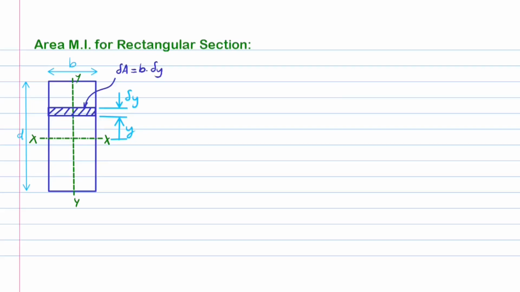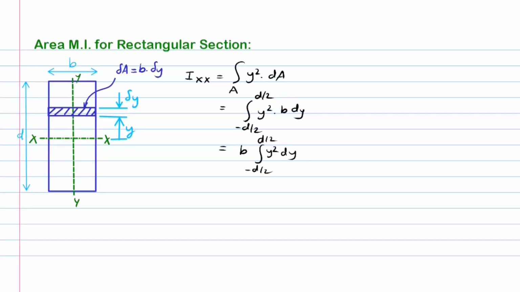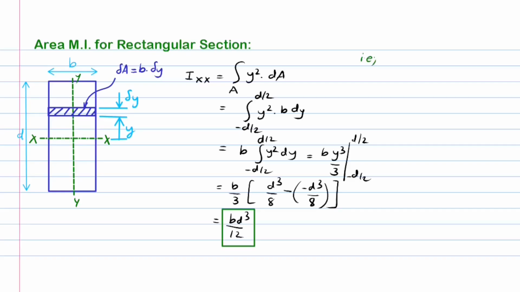Applying the definition of area moment of inertia to this strip and integrating it to cover the entire depth, I equals the area integral of y squared times dA. With simple integration techniques, we get the value of I as b times d cubed over 12. That is, the value of area moment of inertia for a rectangular section about an axis is the parallel edge dimension times the cube of the perpendicular edge dimension over 12.